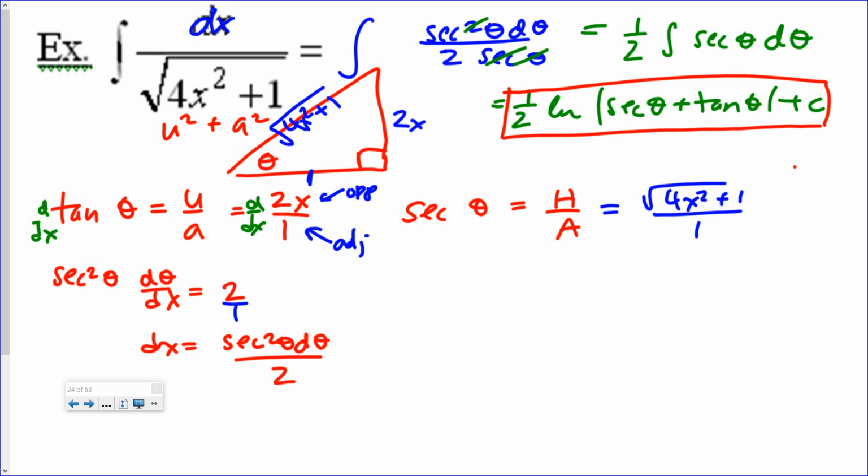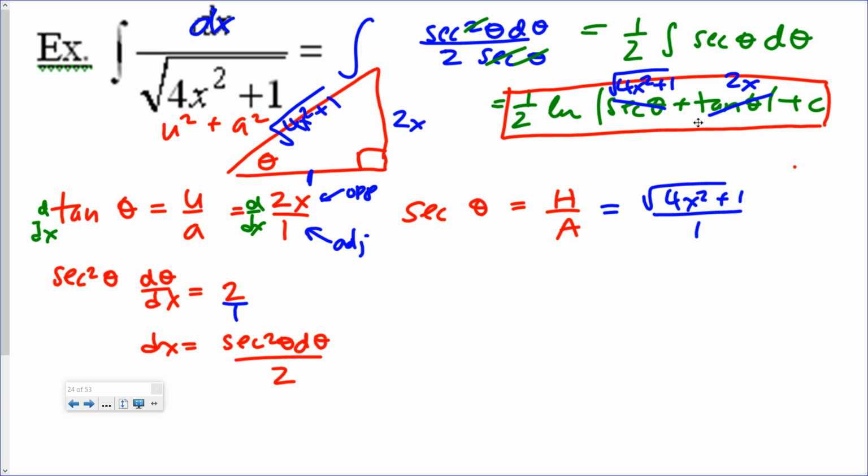So all you have to do is go back to your triangle and figure out what secant theta is. What is secant theta according to this triangle? Isn't it just h over a? Isn't it just the square root of 4x squared plus 1? So instead of secant theta, we're going to put the square root of 4x squared plus 1. What about tangent theta? Use your triangle. What is tangent theta equal to? 2x, and it just so happens it's over here. So tangent theta is equal to 2x. So that is your final answer.